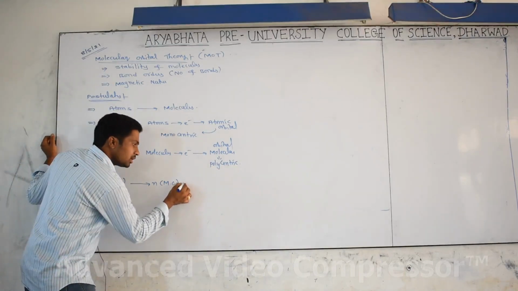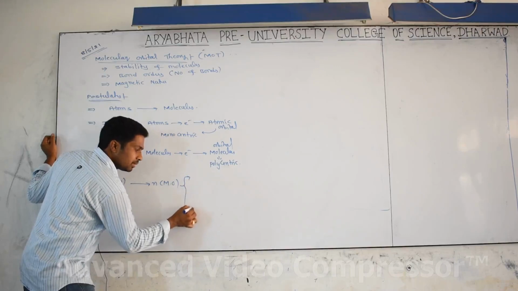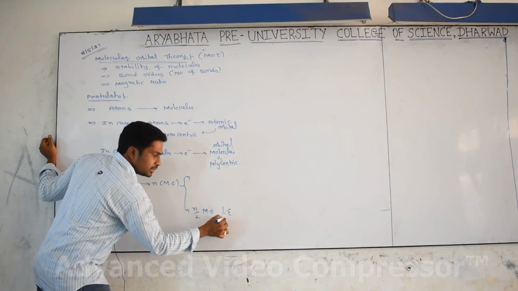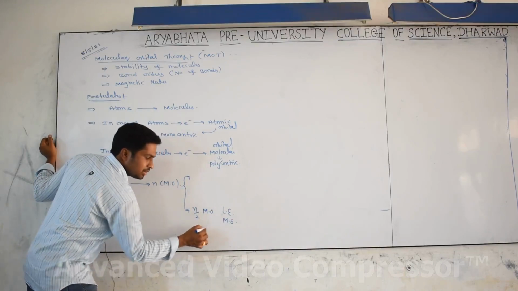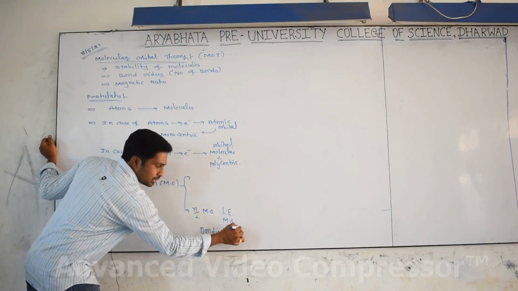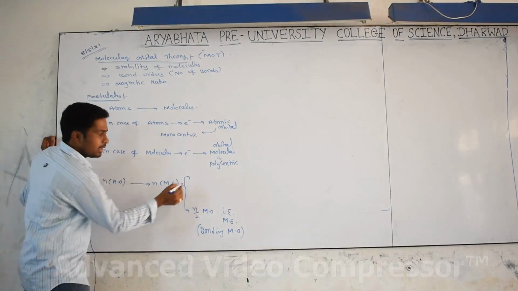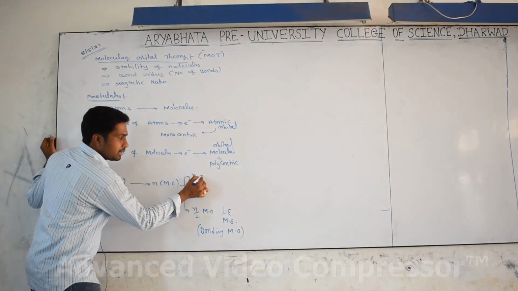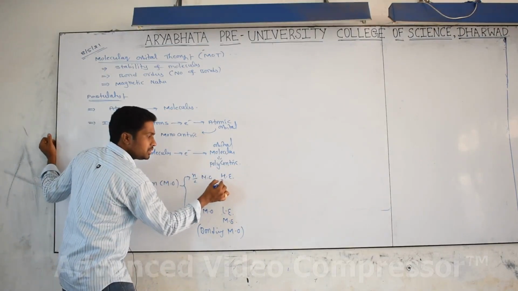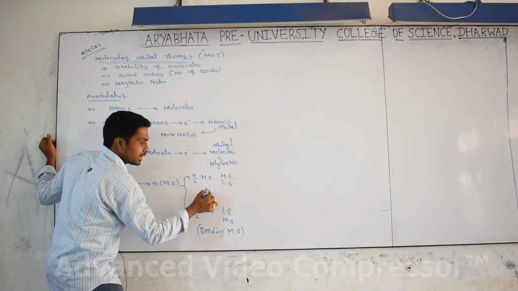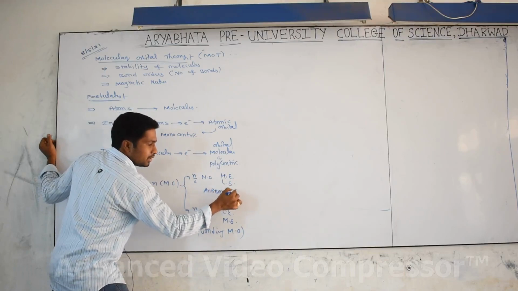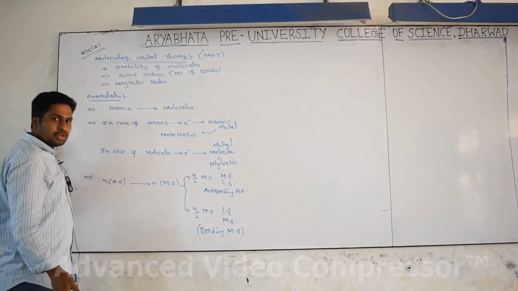These molecular orbitals divide into two sets. Half of the molecular orbitals have less energy. Less energy means more stable. They are called bonding molecular orbitals. The remaining half of the molecular orbitals have higher energy. Higher energy means less stable. They are called anti-bonding molecular orbitals. Did you get my point?